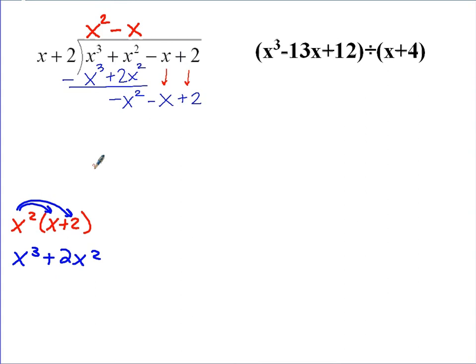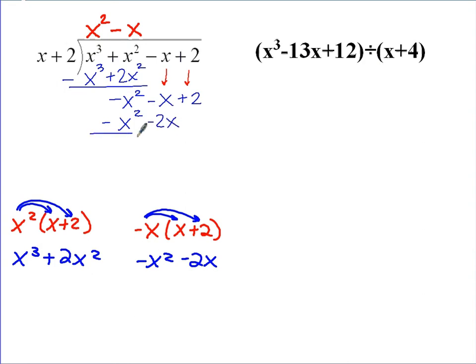And we'd actually want to probably do the work for that. So down here, let's do negative x times x plus 2. By the distributive property, negative x times x is negative x squared, and negative x times 2 is negative 2x. So then we're going to go ahead and up here write that down. Negative x squared minus 2x.